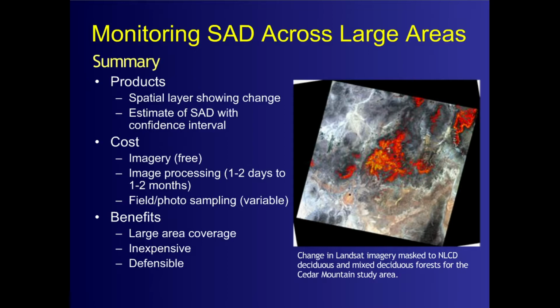It wouldn't take more than a day or two to do it unless you wanted to refine your aspen mask and do a classification based on the historic data, and then you could run into considerably more time. Then the other portion of the cost is your field and photo sampling, and that can be quite variable depending on how you do that. Benefits, you get a large area coverage, it's relatively inexpensive, and it's defensible.